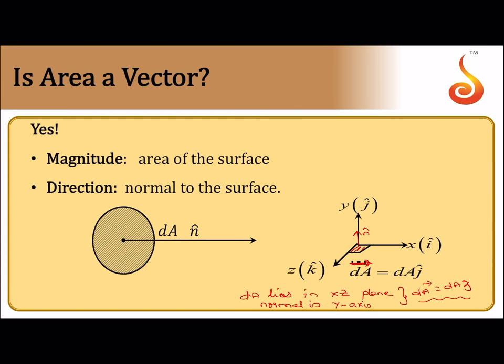So you take the direction of the area vector normal to the surface, which is over there. Please write that down, please copy it. If you have the XYZ axis and dA lies in the XZ plane, the normal is along the Y axis and dA bar equals dA times J cap.